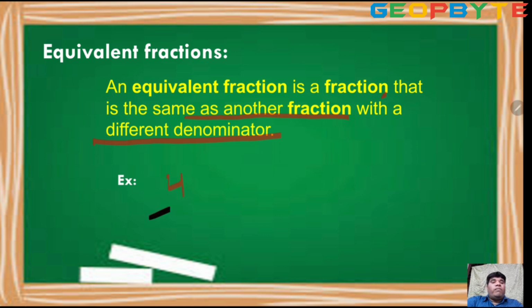Suppose 4 by 3. 4 by 3 and 20 by 15. Okay, the 20 by 15, simplify. 5 fours, 5 threes. Again the result is 4 by 3. So 4 by 3, 4 by 3, same. These are equivalent fractions. Okay, now children.